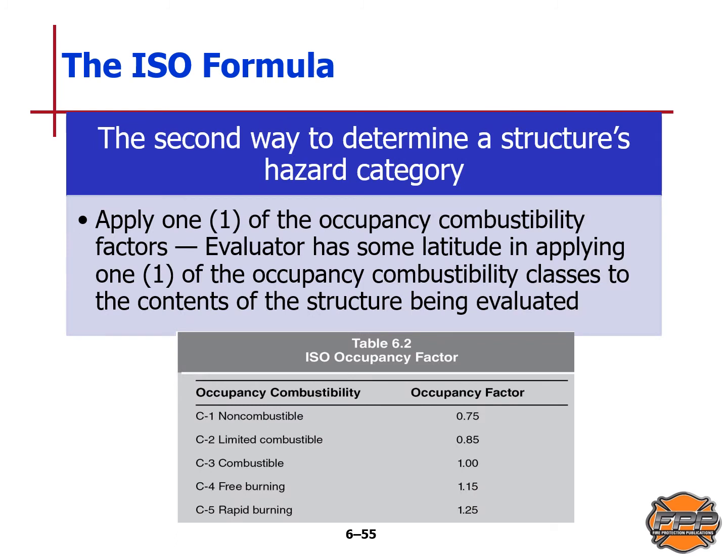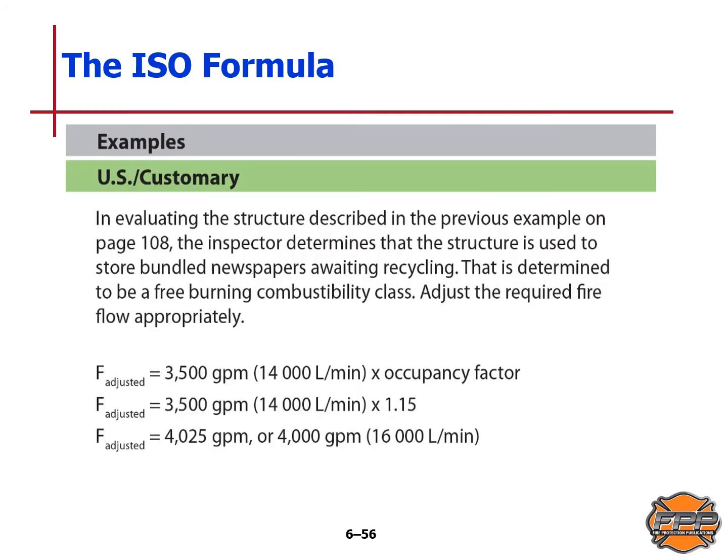Then you need to also apply one of the occupancy combustibility factors. The evaluator has some latitude in applying one of the occupancy combustibility classes to the contents of the structure being evaluated. And you see these listed on table 6.2 right here. This is the ISO occupancy factor. So let's do an example with this.